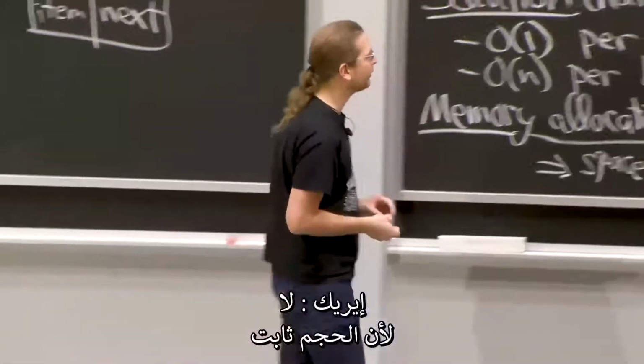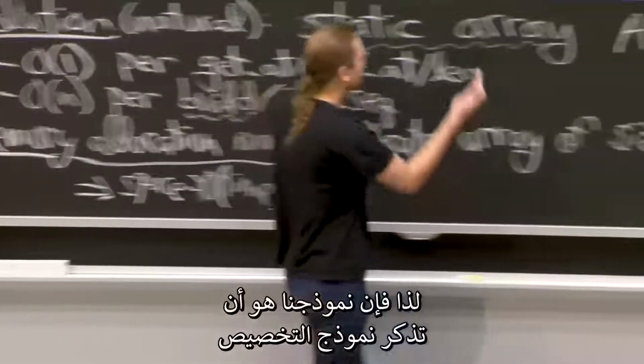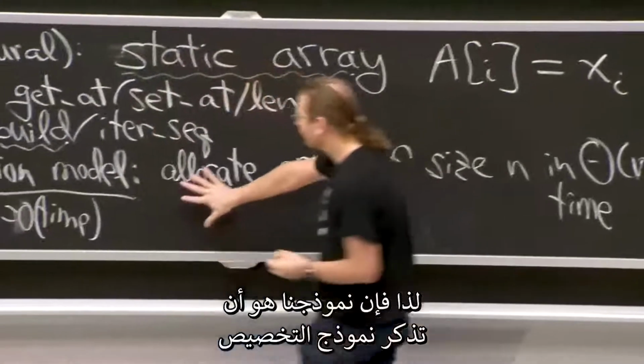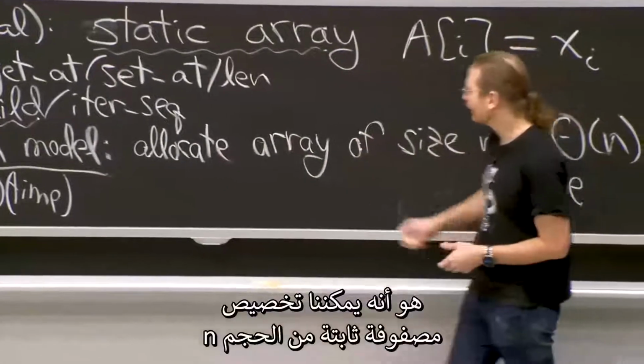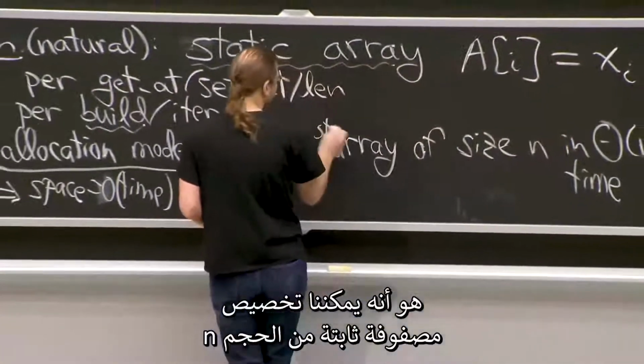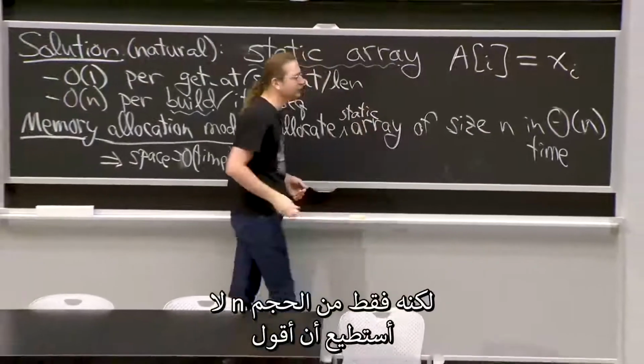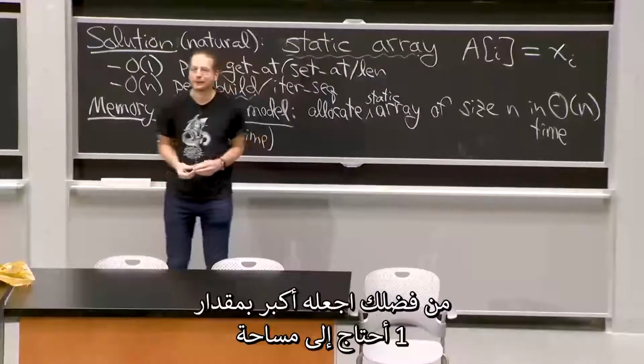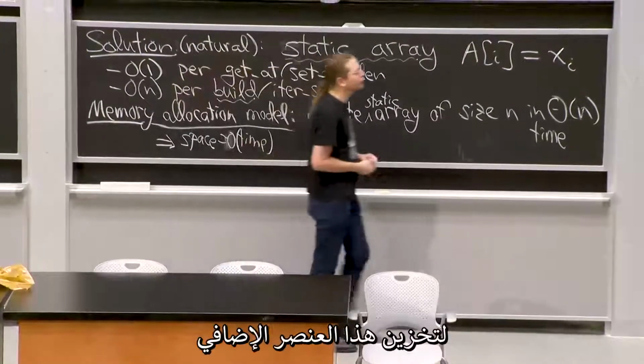No, because the size is constant. So our model is that, remember, our allocation model is that we can allocate a static array of size n, but it's just a size n. I can't just say, please make it bigger by 1. I need space to store this extra element.